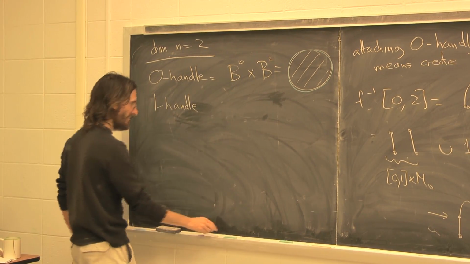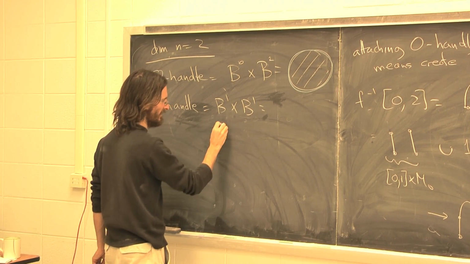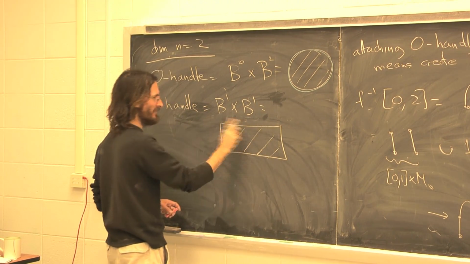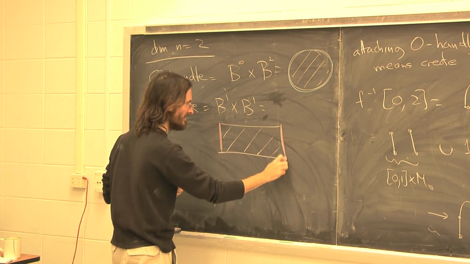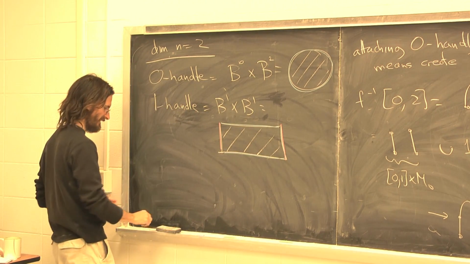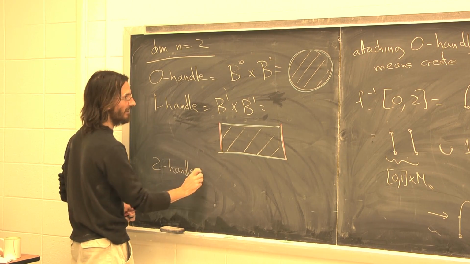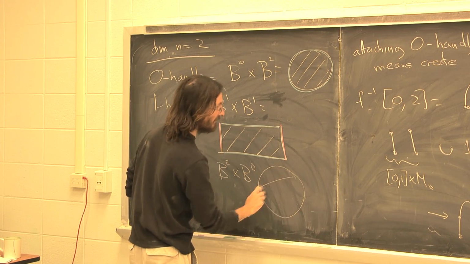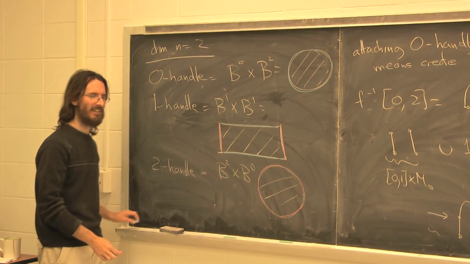And then the 1 handle is B1 cross B1, that's interval cross interval, but I always like to draw the first factor longer than the second factor. So there's the attaching region and the free region, and then again, B2 cross B0. When you attach a 2 handle, you've got to attach it along the entire boundary.